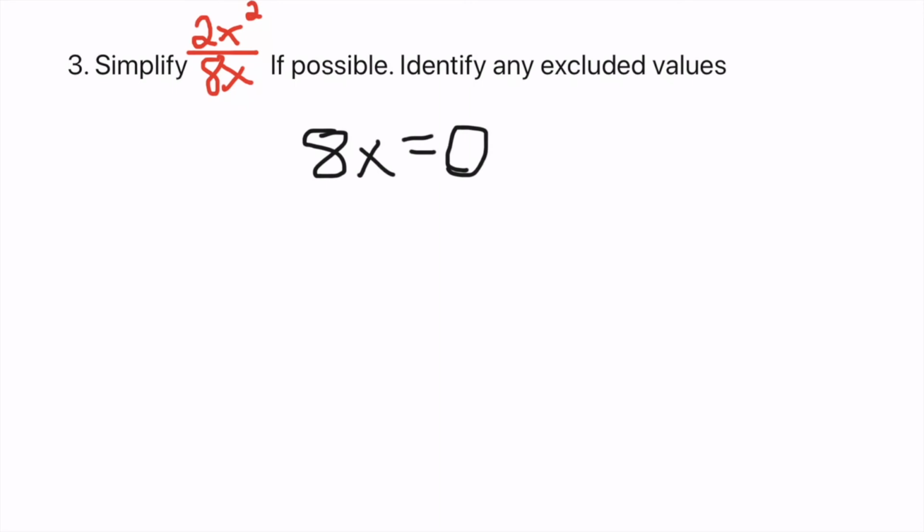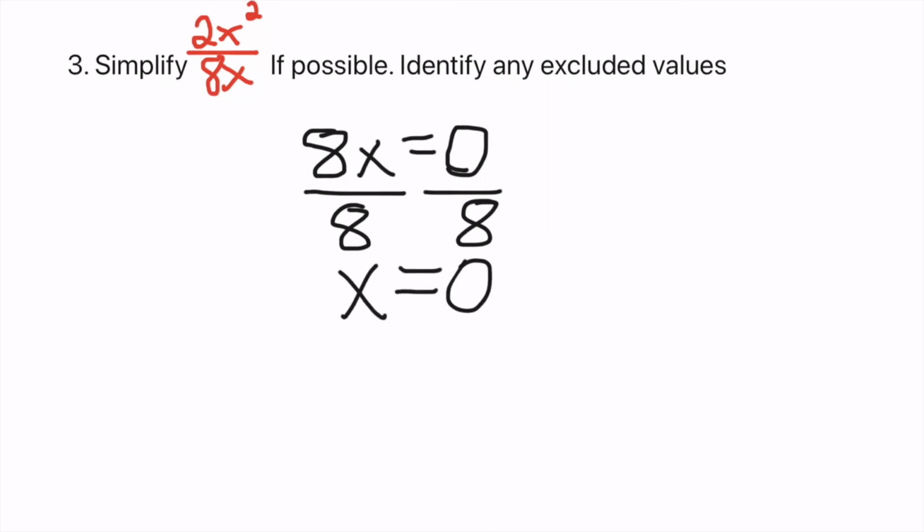So now we just use algebra and we solve for x. So x equals 0. If x were 0, then our denominator would be 0, which makes sense, because if we plugged 0 into this x right here, 8 times 0 would be 0. So we would say our excluded value is that x cannot be 0.